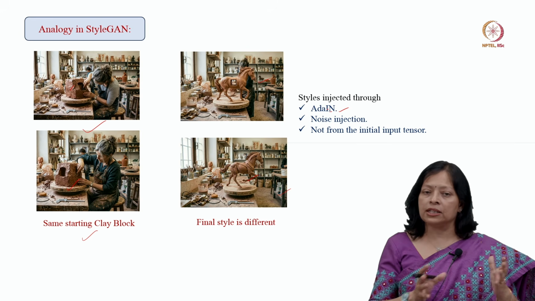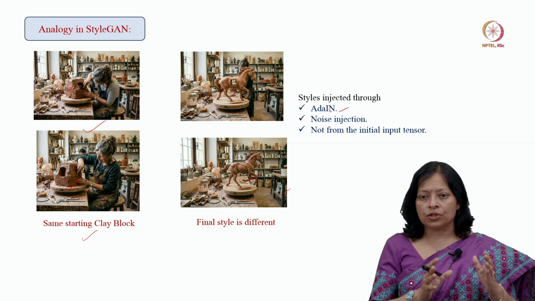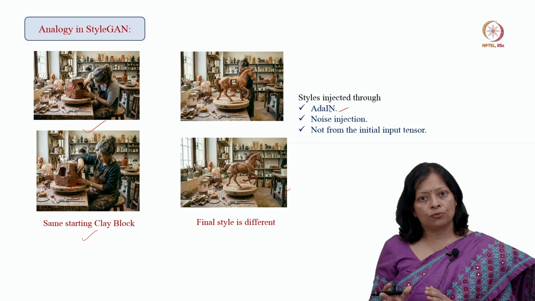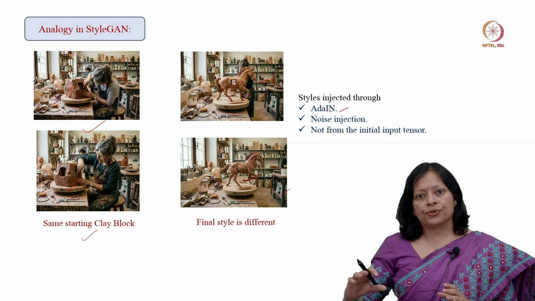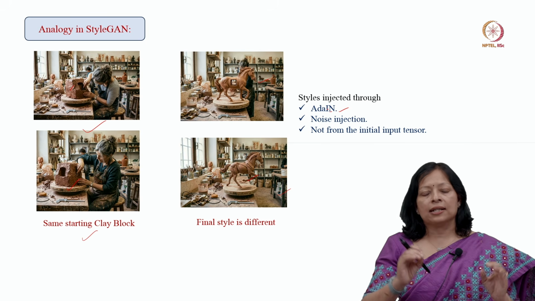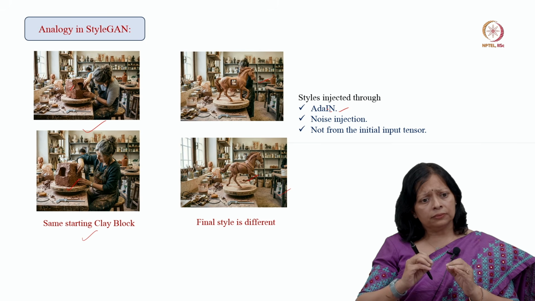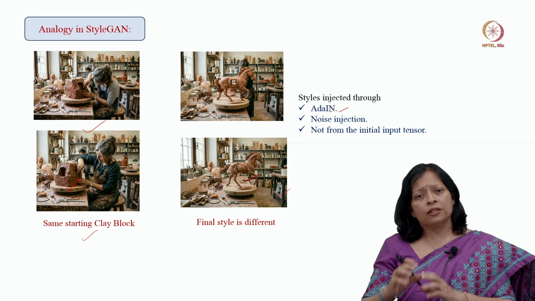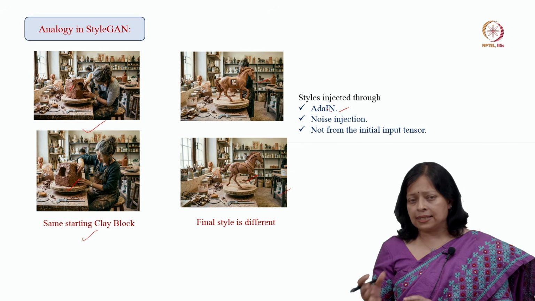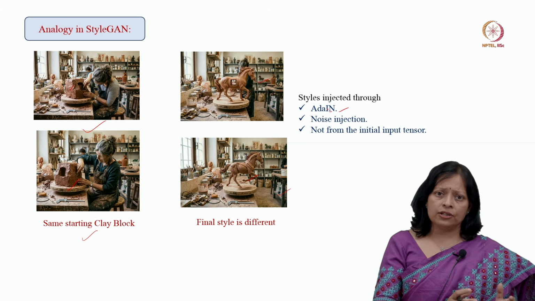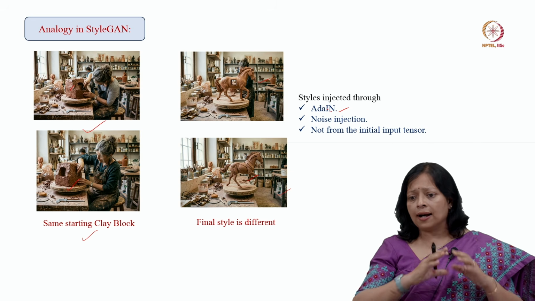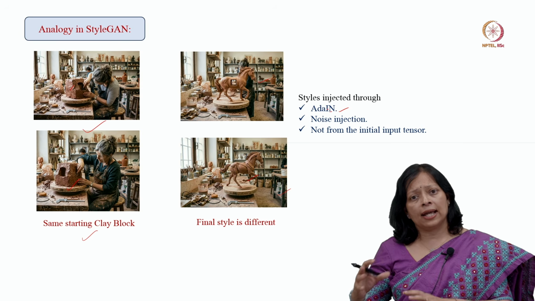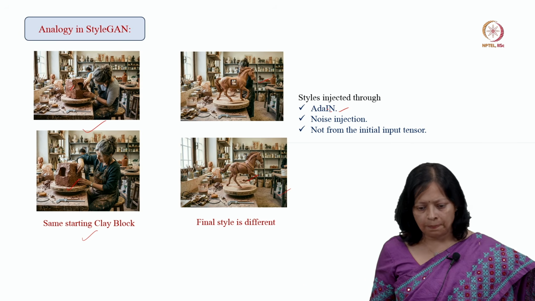We can think of the learned constant tensor, which is 4 cross 4 cross 512, as the starting clay block, and then in the process the styles will be injected, and AdaIN has a very significant role to play in the style injection. There are affine transformations, then AdaIN, there are convolution layers, all these are a part of the style injection, and then we get an output image.